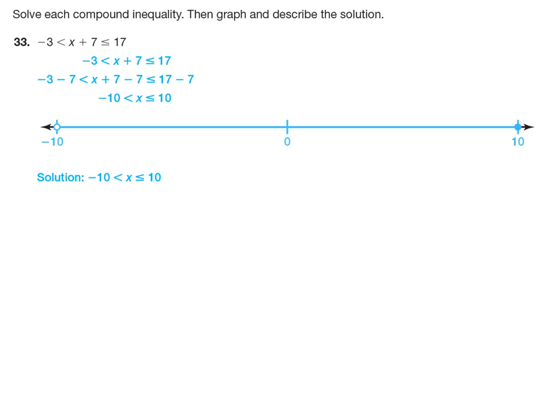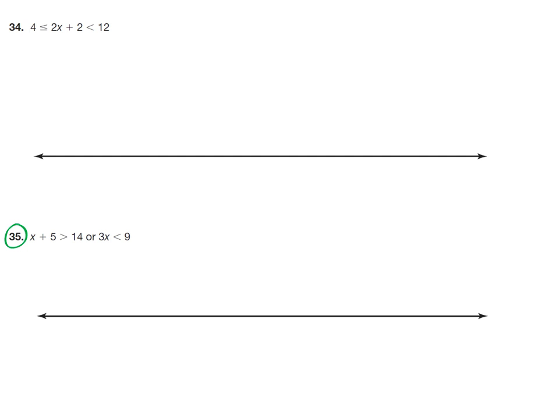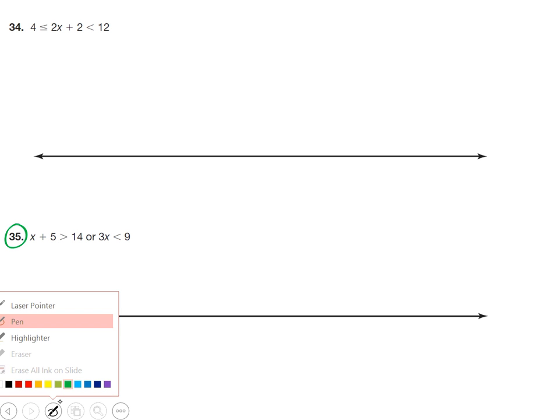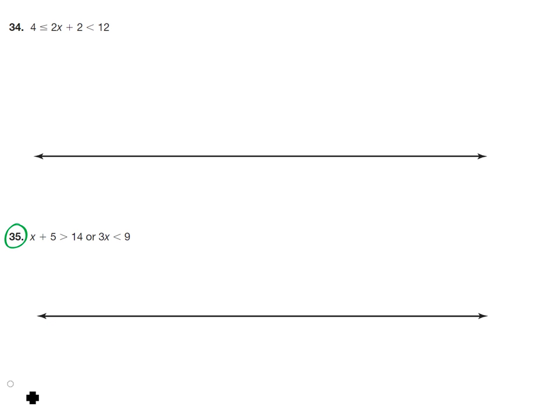Let's see, 33, the directions. I believe the directions are solve each compound inequality, then graph and describe the solution. So we're going to do 35 together. They're joined by "or." We're going to just solve each part of these separately. So the first part is x plus 5 is greater than 14. And then I've got the "or," and the other part is 3x is less than 9.